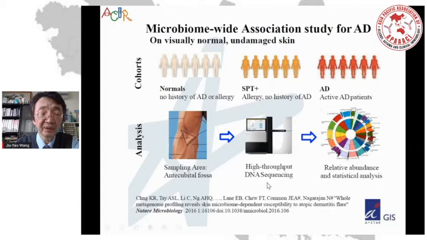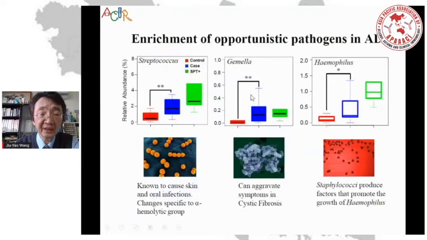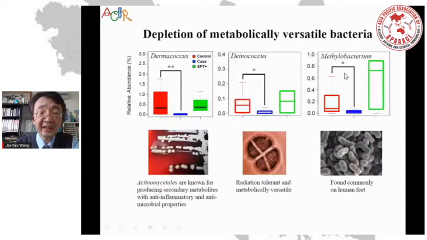One of the very recent studies has shown that patients suffering with AD have a different composition of their skin biome. And you can see the opportunist pathogens in the AD patients were increased, such as Streptococcus, Gemella and Haemophilus. And then the other so-called healthy ones, which somehow can act against pathobiont bacteria, such as Dermacoccus, Dialister and Massilia, these bacteria are lost compared to normal people. The AD patients have fewer of these metabolic and versatile bacteria.